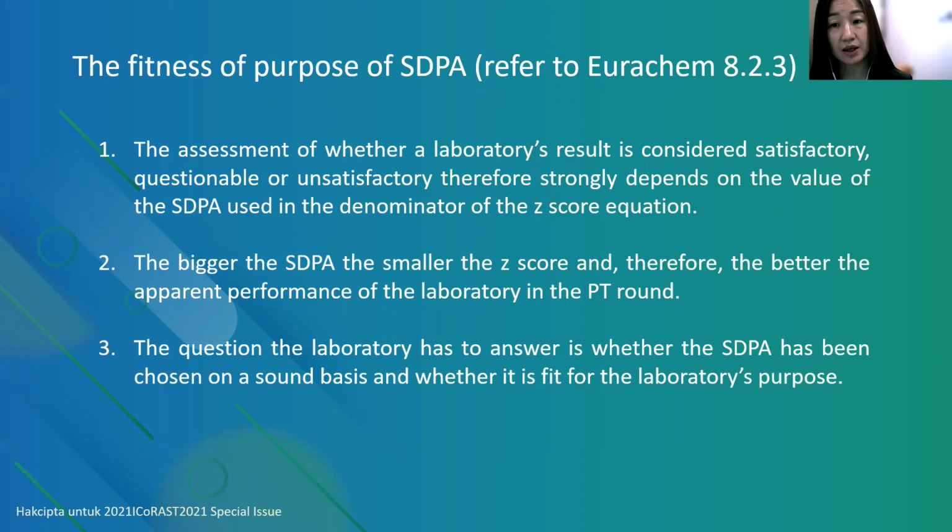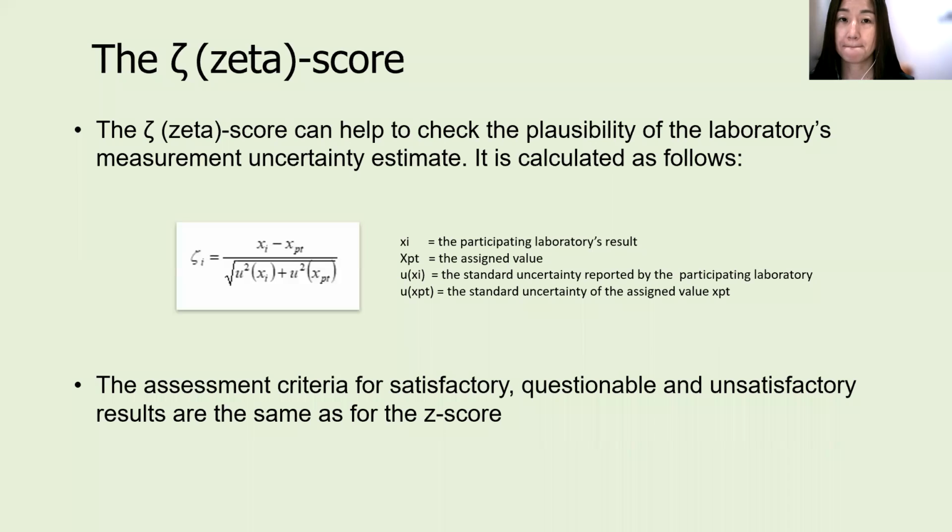The bigger the SDPA, the smaller the z-score. Therefore, the better the apparent performance of the lab in the PT round. The question the lab has to answer is whether the SDPA has been chosen on a sound basis and whether it is fit for the lab's purpose. This is the zeta score. This zeta score can help to check the plausibility of the lab's measurement uncertainty estimate. It is calculated with this equation.